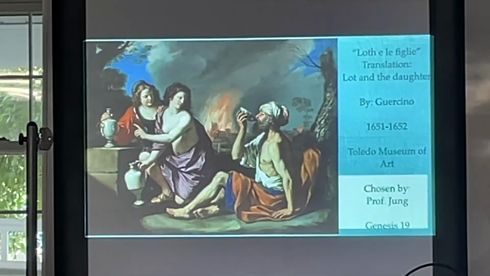Lot and the daughter. One is in the Toledo Museum of Art, which is actually a much better art museum than you think it's going to be. Same with Flint. If you haven't been to the Flint Art Museum, really, really good. That's what we think.